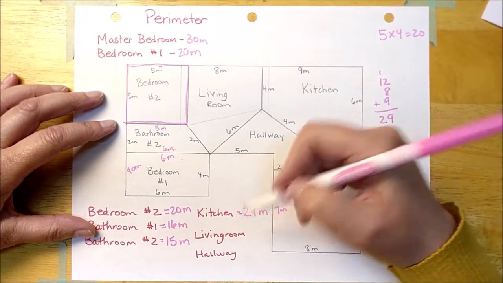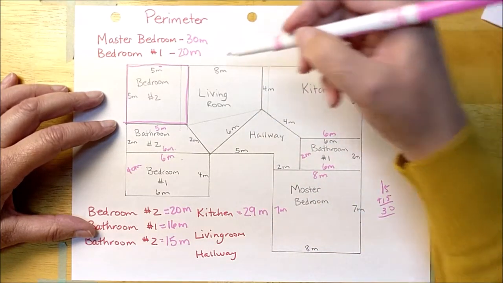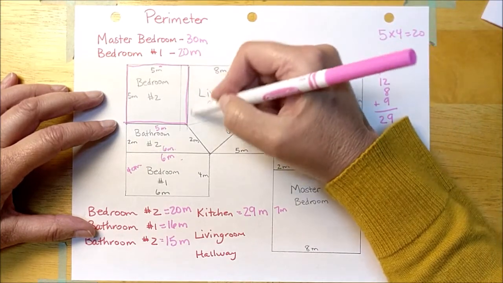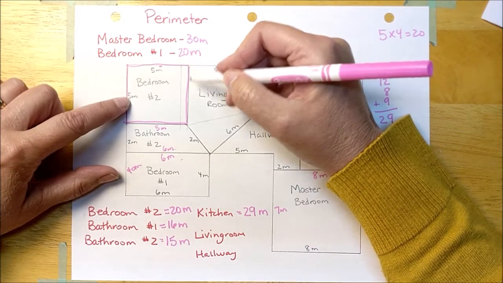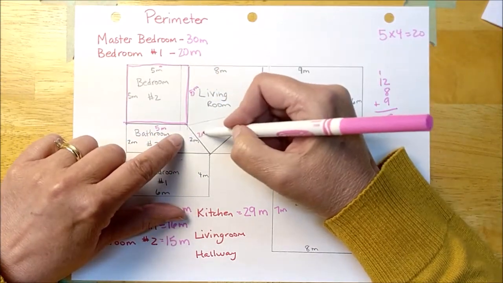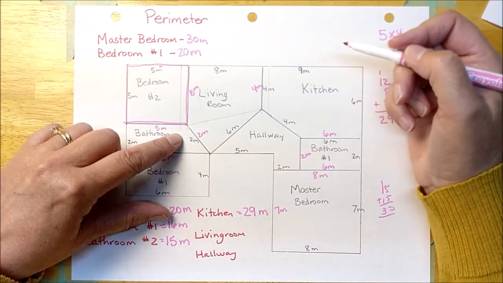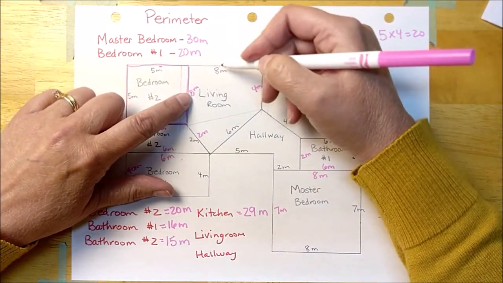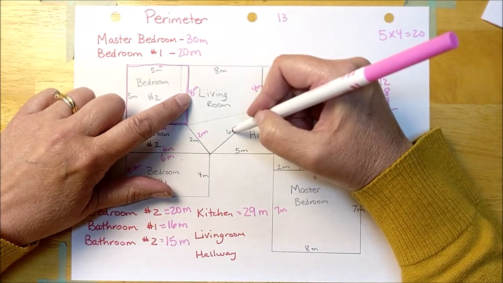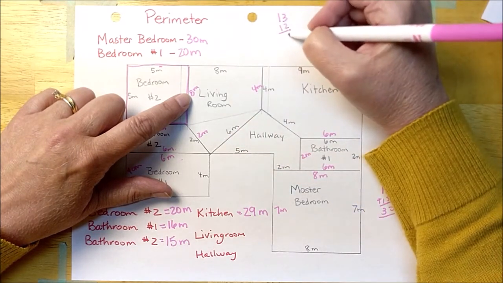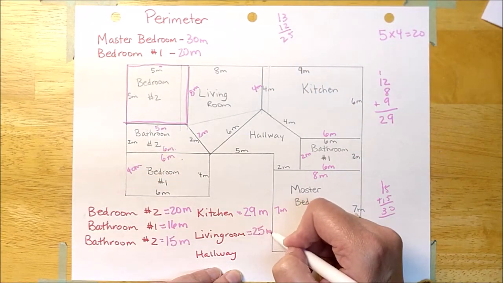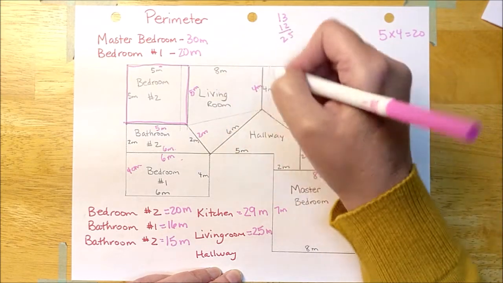Okay, let's do the living room. So that number's on the other side, so that's 4 meters. This one has no number, but I know from my bedroom that that is 5 meters. This is 2 meters, so I can add my numbers all together. So 5 and 8 would be 13. And that would be 10 and 12. So the perimeter of my living room is 25 meters. Distance all the way around.